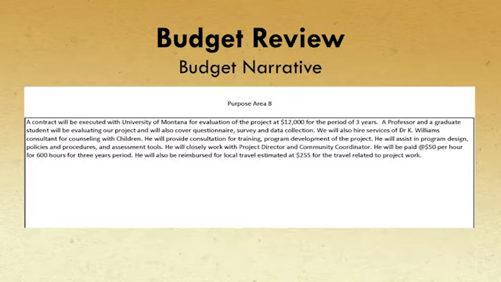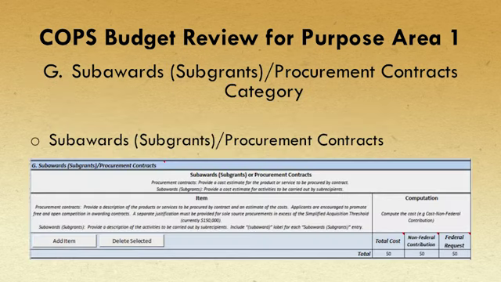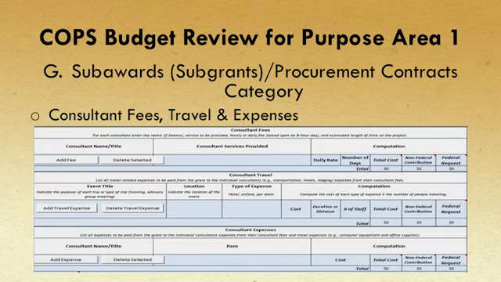Again, please provide a narrative with this section. Subawards or subgrants and procurement contracts category for Purpose Area 1. The COPS Office agrees with the information that was just explained for this category. Additional points for Purpose Area 1 are as follows. All requested items must be listed in the Budget Detail Worksheet and also described in greater detail in the Budget Narrative section at the end of each category.